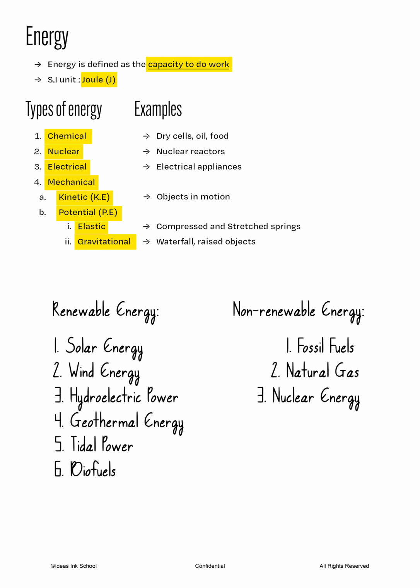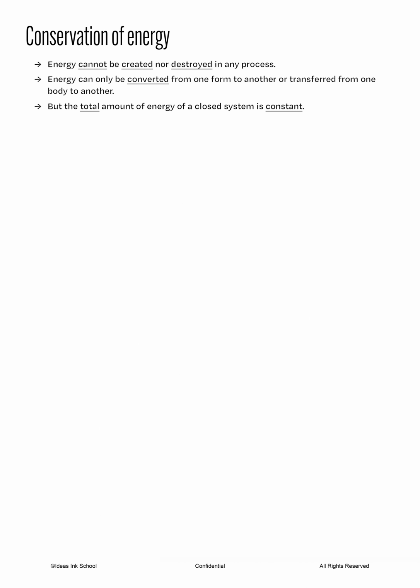Now, let's move on to an important principle known as the conservation of energy. The conservation of energy states that energy cannot be created nor destroyed. Energy can only be converted from one form to another or transferred from one body to another. Regardless, the total amount of energy of a closed system must be constant.